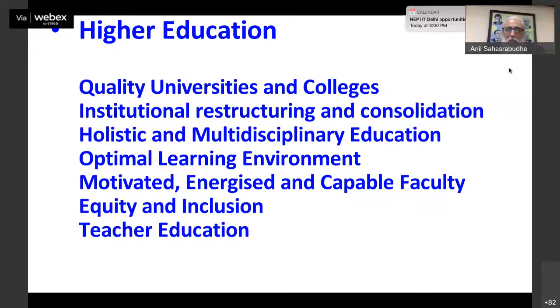Then you have to be motivated. If you yourself are not motivated, you are not energized yourself, you will not be transmitting that motivation and energy to your students. And that's why this is very significant and important to get our faculty on board in a manner that the selection is, first of all, the best quality selection, that is capability wise.